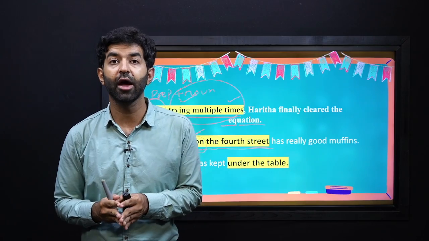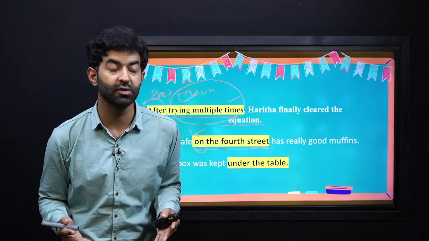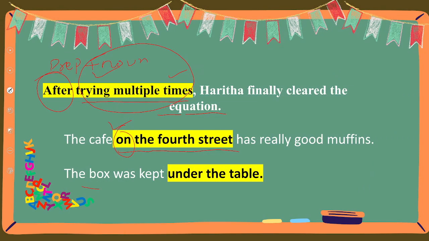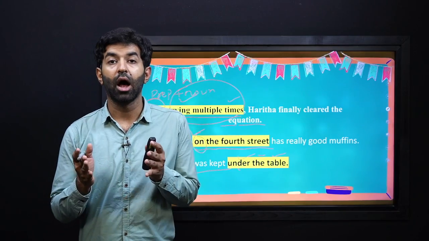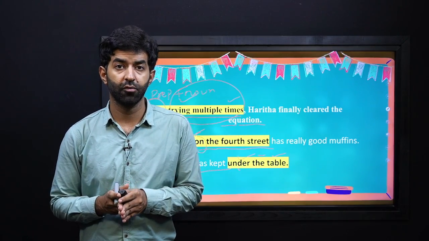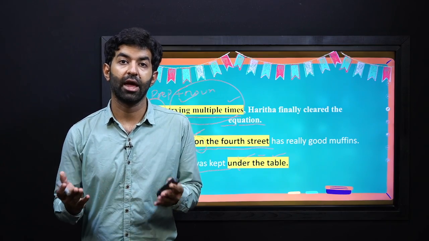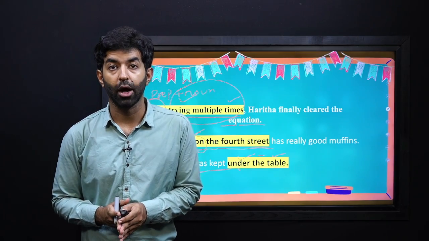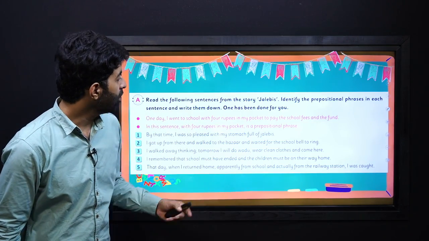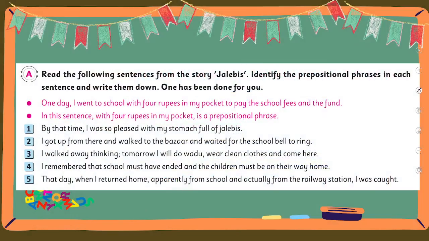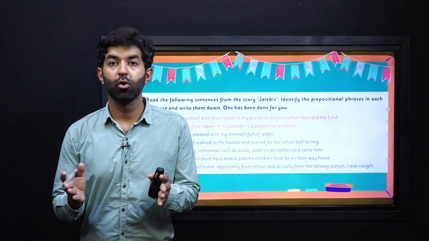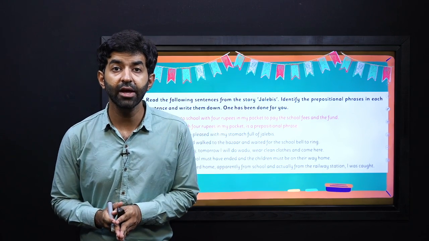And you can also find your prepositional phrase at the end of a sentence. The box was kept under the table. Under the table. So students, you can find some articles in your prepositional phrase. Your prepositional phrase will start with the preposition and end with a noun or a pronoun. Now, after learning about these, can we open the book and look at the related exercise? Can we solve it?